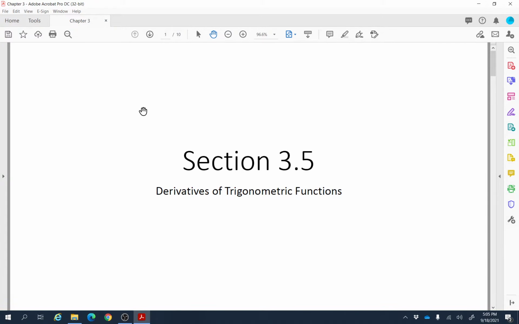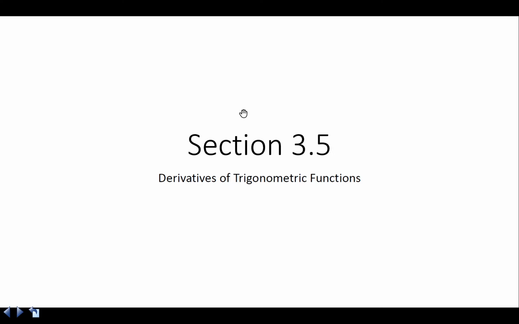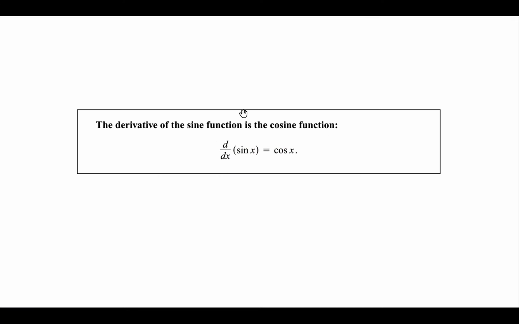So section 3.5, derivatives of trigonometric functions. In this section we're going to find the derivative of trig functions. Trigonometric function means the sine function, cosine function, and then the rest of the functions like cosecant, secant, tangent, cotangent.